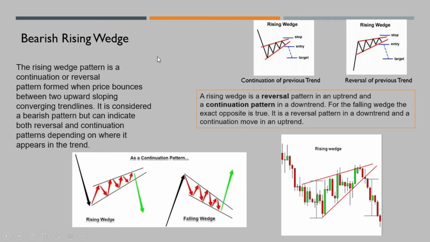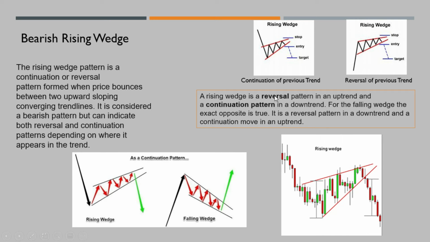So now let's look at the bearish rising wedge. I'm not going to say it gets complicated here, but you need to know the inverse of the bearish rising wedge and the falling wedge, right? So the rising wedge pattern is a continuation or reversal pattern formed when price bounces between two upward sloping converging trend lines. It is considered a bearish pattern, but can indicate both reversal and continuation patterns depending on where it appears in the trend. So let's look here.